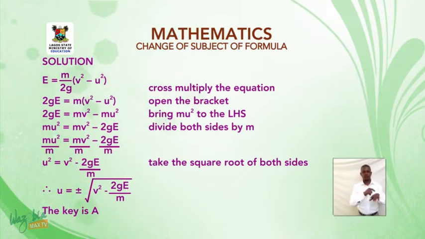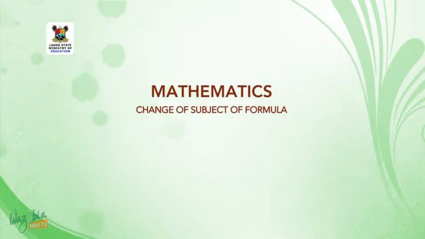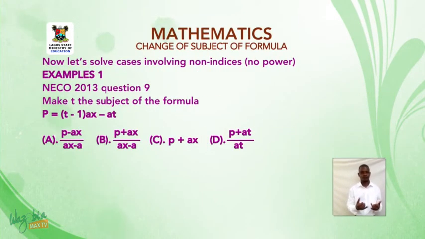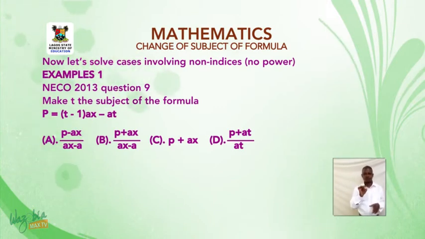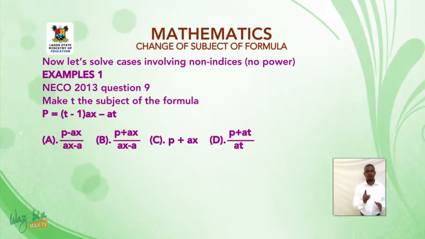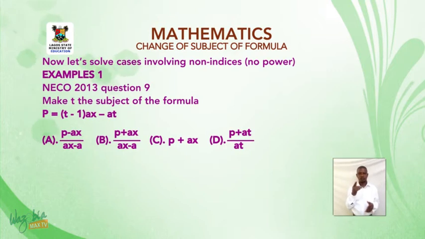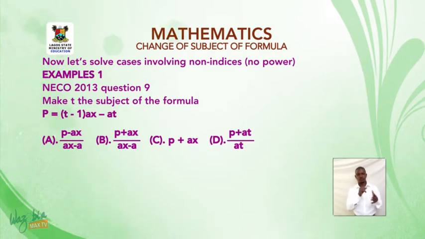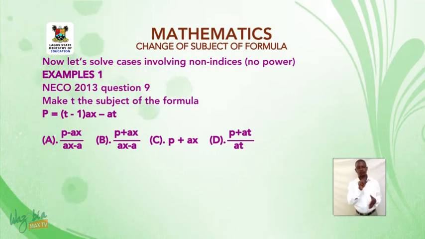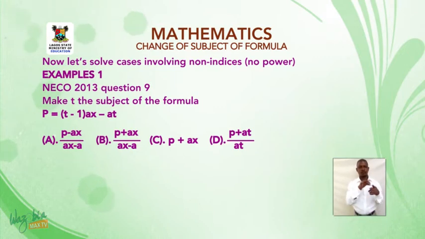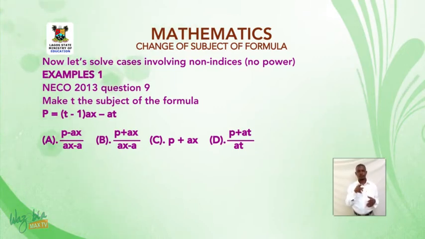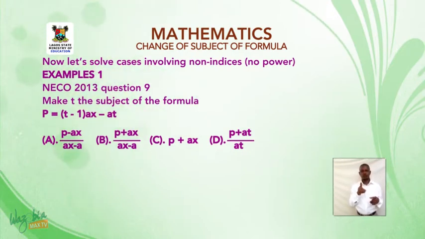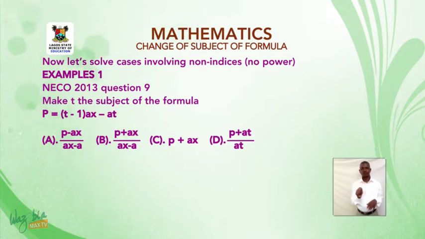Meet you after the time out. Welcome back. Now, let's solve cases involving non-indices, that is, no power. Example 1. NECO 2013 question 9. Make T the subject of the formula. P is equal to bracket T minus 1 AX minus AT. A. P minus AX over AX minus A. B. P plus AX over AX minus A. C. P plus AX. D. P plus AT over AT.